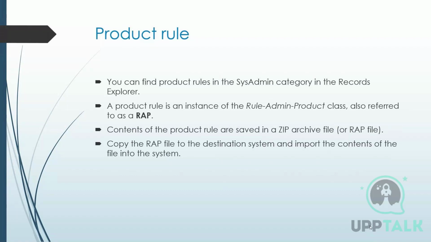Can you give me a copy of your application? Right? So either you can call it a product rule or you can call it a RAP. And this RAP is going to be in the form of a zipped archive file. You will see a zipped file being given to you when you ask for a RAP. Okay? And this zipped file has to be imported back on your new environment.